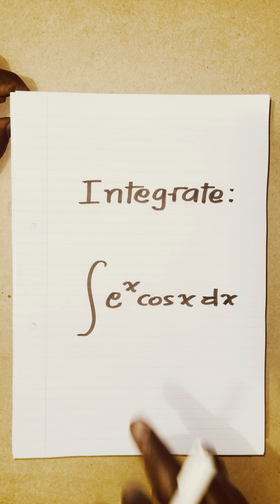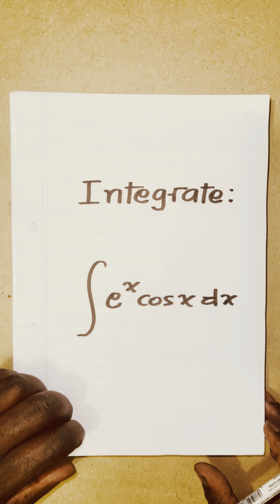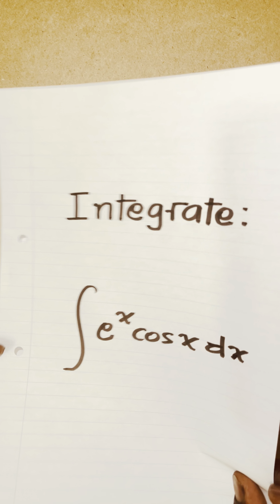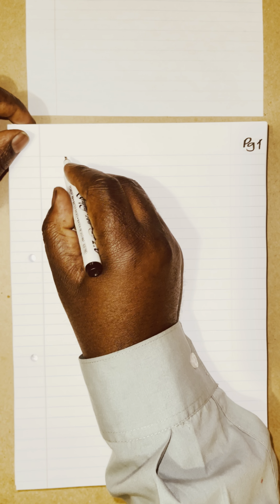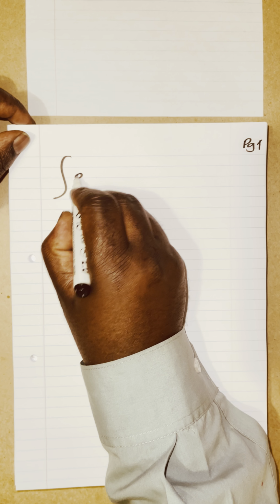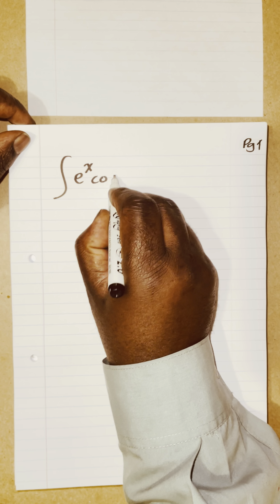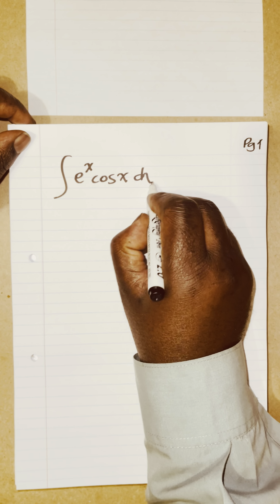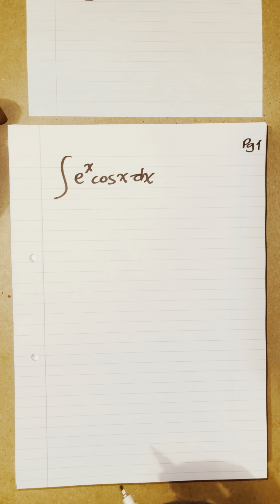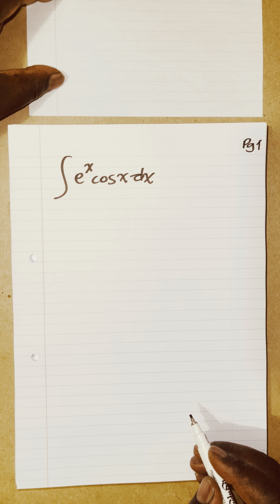In this video we have this integral to look at, and here is how we go about it. So we have the integral of e to the power x cos x dx. As you can see, we're going to apply what we call integration by parts.